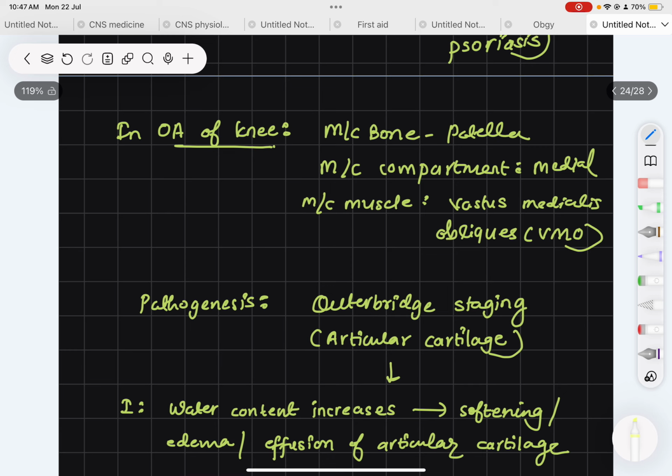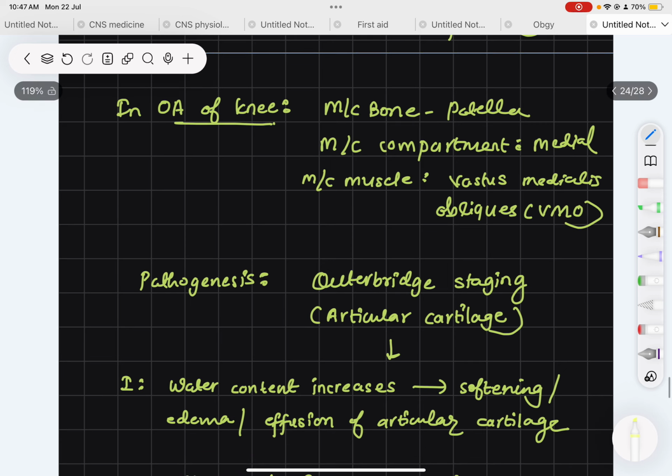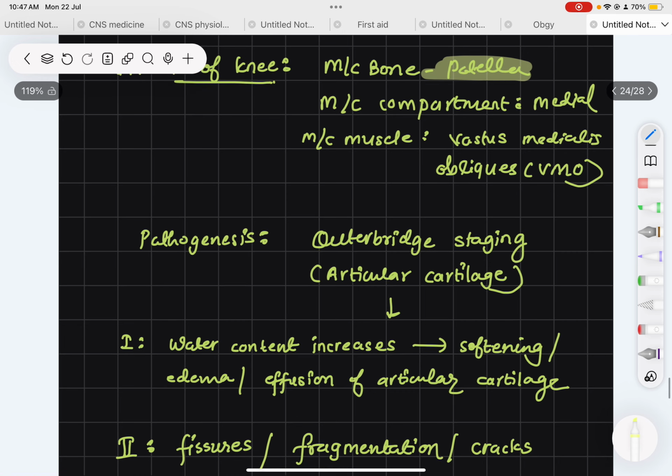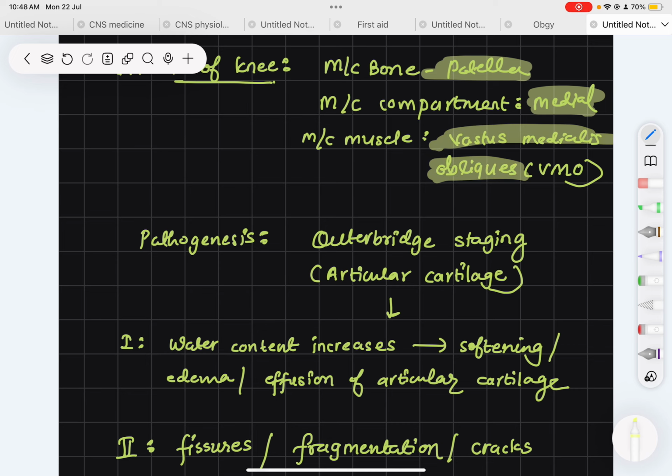Now the pathogenesis part, let's start. Let's talk first about osteoarthritis of the knee. The most common bone is the patella. The most common compartment is the medial, because in the medial compartment the weight bearing is more compared to the lateral one. And the most common muscle, you can also remember from the medial side, is the vastus medialis oblique.